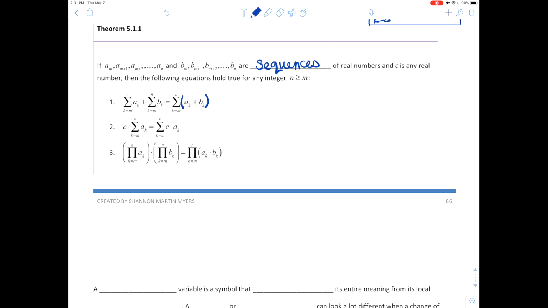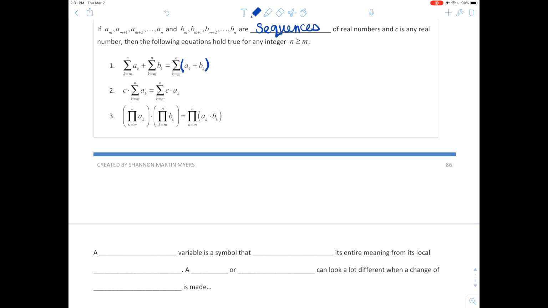So here you can pull a constant in or out of a sum, right? And then if you're multiplying two of these products here, then it ends up being the product of the product. Cool? Of the sequences. The product of the product of the sequences.